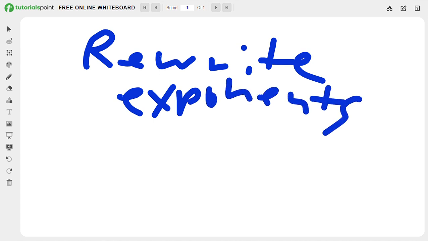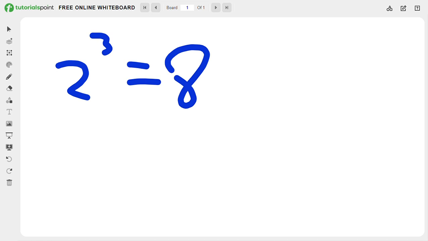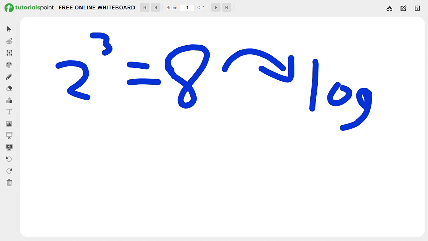So take the equation 2 cubed equals 8, yeah? And we know that. We're past that. That was a couple years ago, right? So we know that's true. And we can rewrite this as a logarithm.